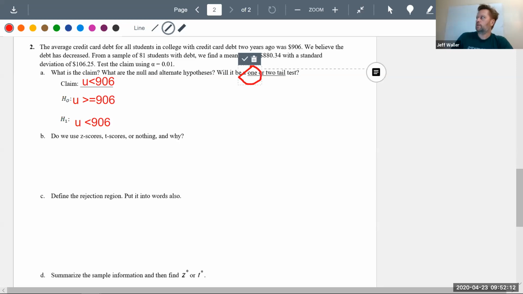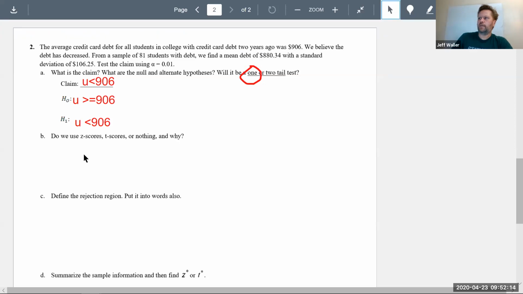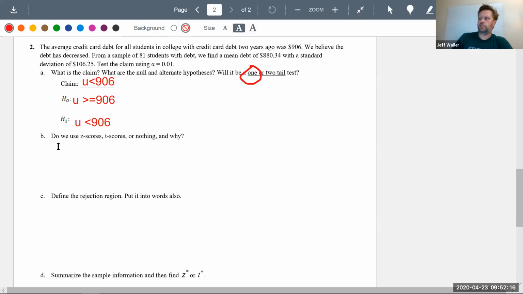Okay. What do you guys get for part B? What are the 2 things you got to check? What's the very first thing you should check? Yes, the first thing you check is: is it normal? N is 81, greater than 30. You got to be careful, Lewis. I always get somebody that says, I can use z-scores because I know the standard deviation. That doesn't make a damn bit of sense.